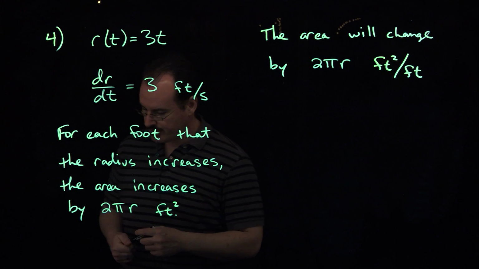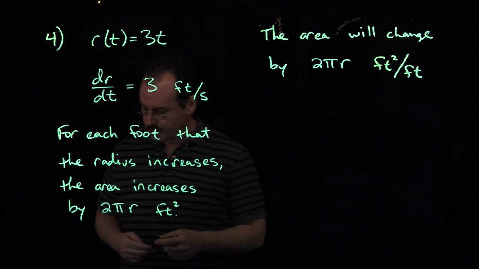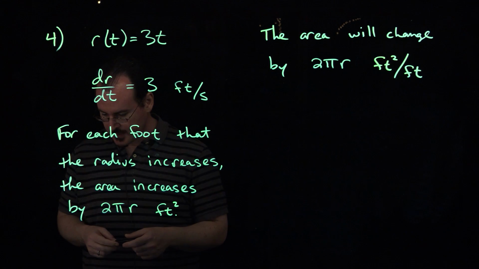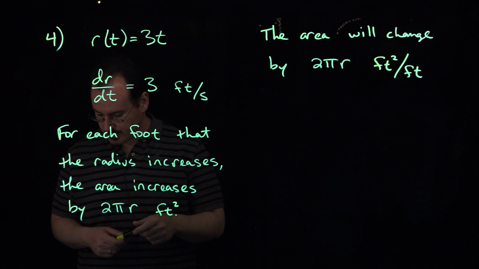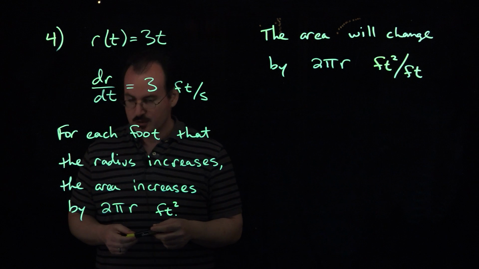Doing section 4.3, example 4. It's a word problem, so we can read through it. A stone is thrown into a pond and circular ripples expand away from the point that the stone hits the water. The radius in feet of one of the ripples is given by this function here, R of t is equal to 3t. T is measured in seconds. Find the rate of change of the area enclosed by the ripple.